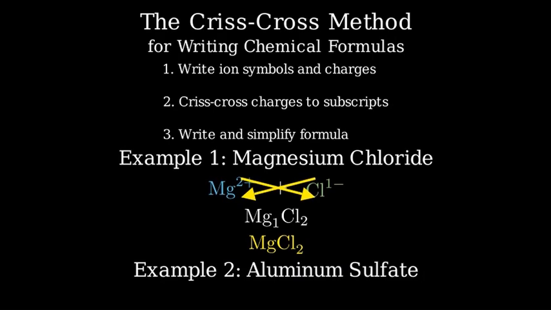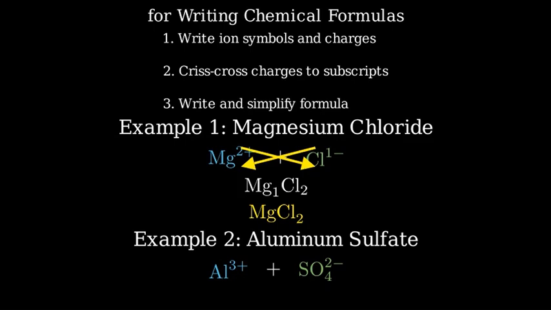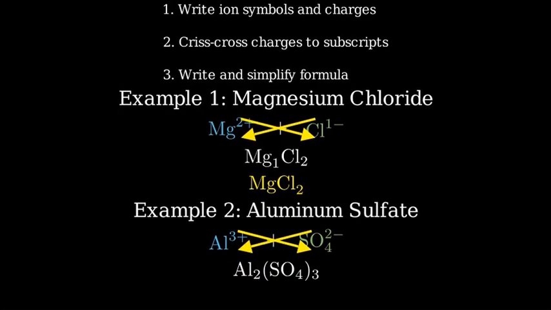Aluminum sulfate. Here we have aluminum with a +3 charge, and sulfate, which is a polyatomic ion with a -2 charge. Again, let's crisscross the charges. The +3 from aluminum becomes the subscript for sulfate, and the -2 from sulfate becomes aluminum's subscript.